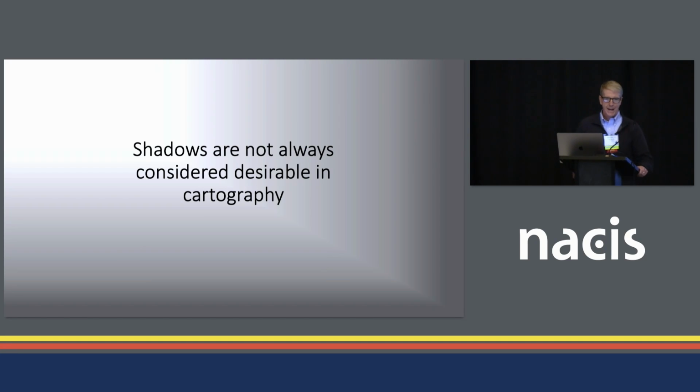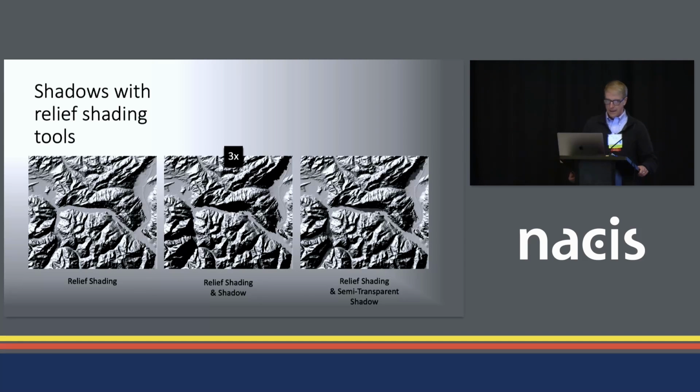So shadows are not always considered the best thing to have on maps. They've kind of gotten a bum rap in cartography. If we look at what shadows add to a map, this map here shows the Trefürsten region of Switzerland. The map on the left is just relief shading. The map in the center has shadows that are black. And of course, we can blend those in if we want to, but it's still pretty harsh and something we're not real excited about.